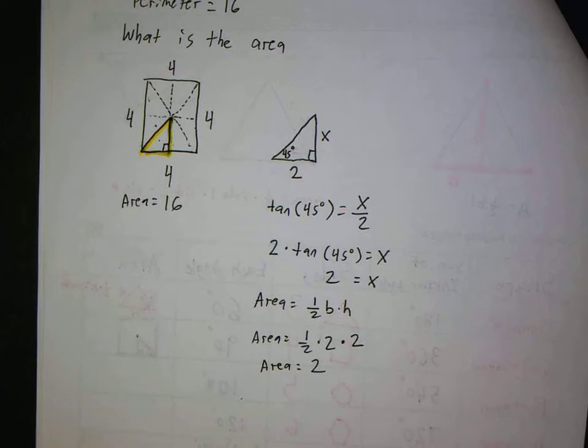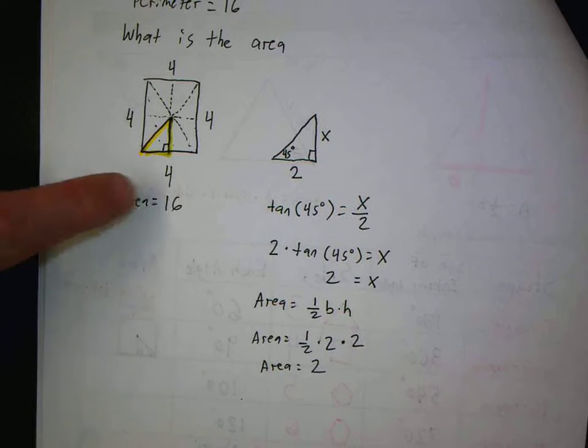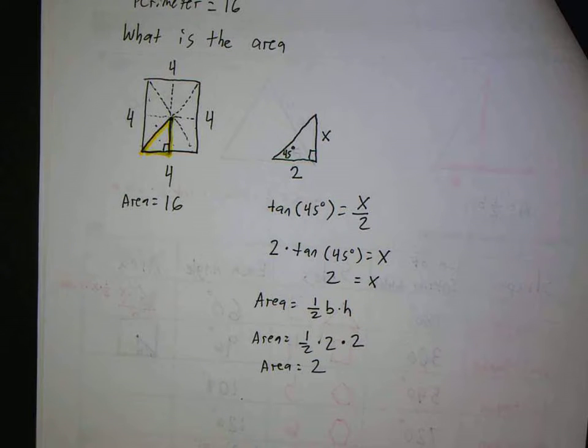You guys know an easier way to do this in a rectangle? To find the area? Multiply what? Yeah, you could have just took 4 times 4. You got the same thing. Length times width. You're welcome.